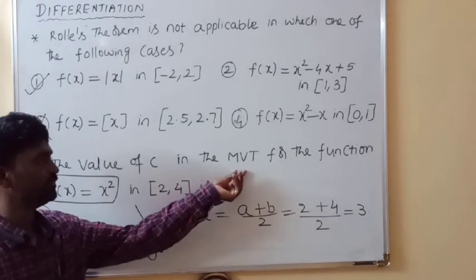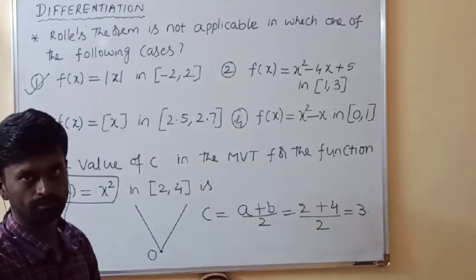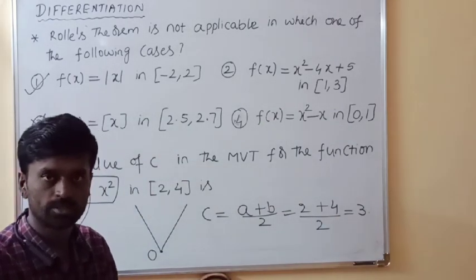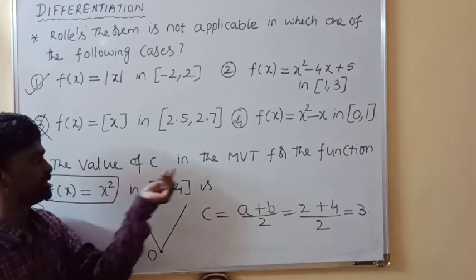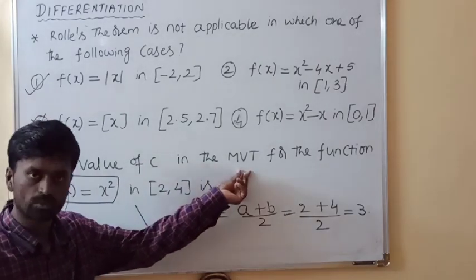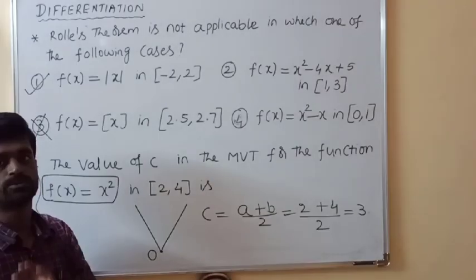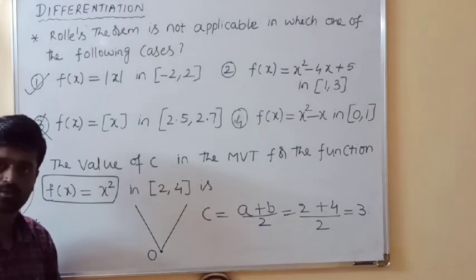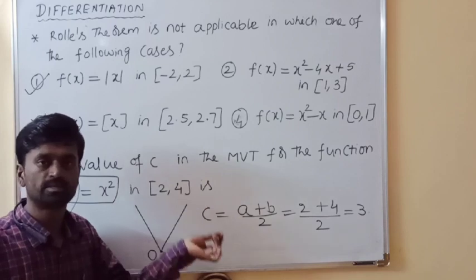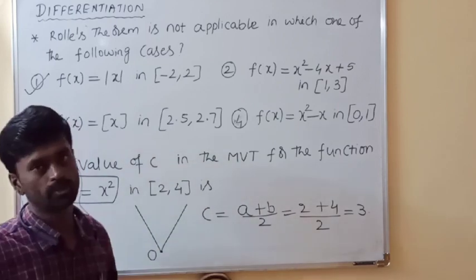Suppose instead of mean value theorem, it is given Rolle's theorem also. If f of x is a quadratic function, find the value of c in the mean value theorem or Rolle's theorem. If f of x is a quadratic function, then the shortcut formula to find c is what? A plus b by 2. Okay.